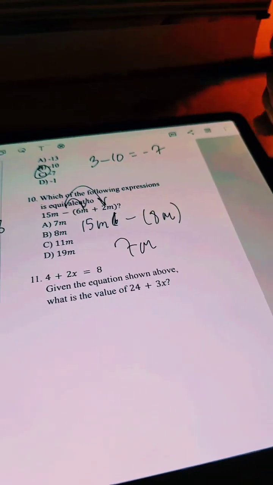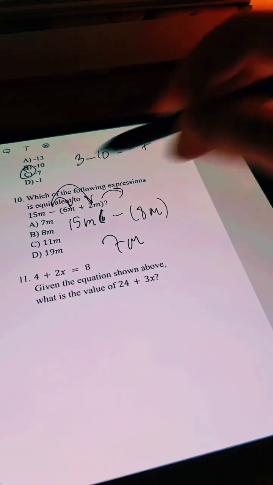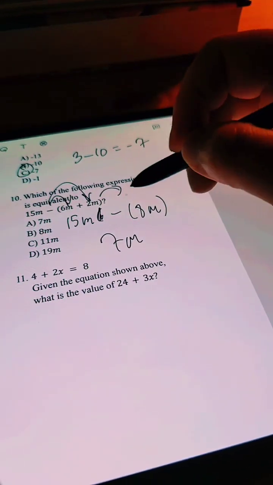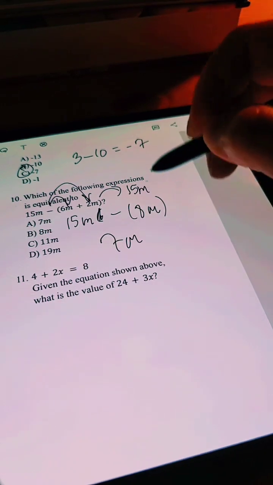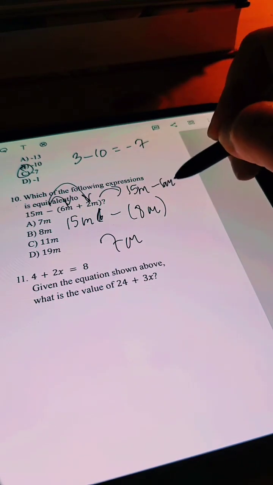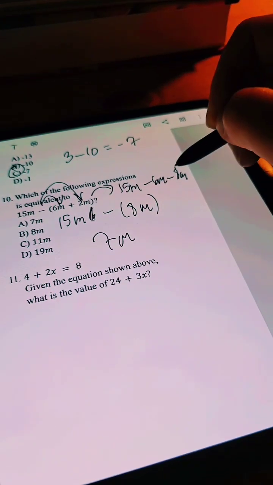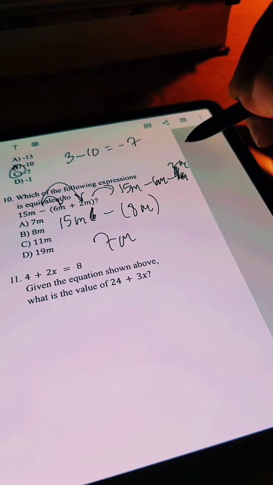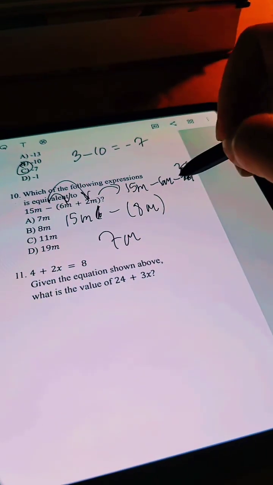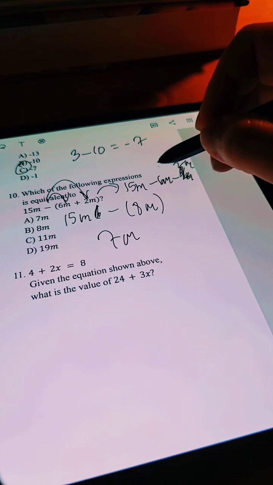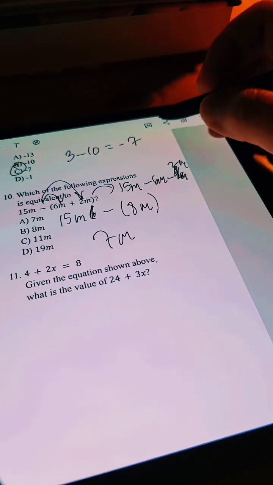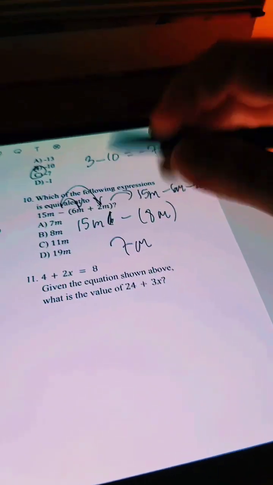I thought that I wrote this as a more complex problem, so I was just going straight to the distributed property, but it's pretty easy. So you could also do 15m minus 6m minus 2m. Then 15m minus 6m is going to be 9m, and then 9m minus 2m is 7m. So either way works.